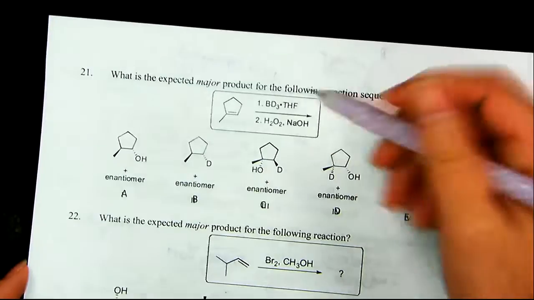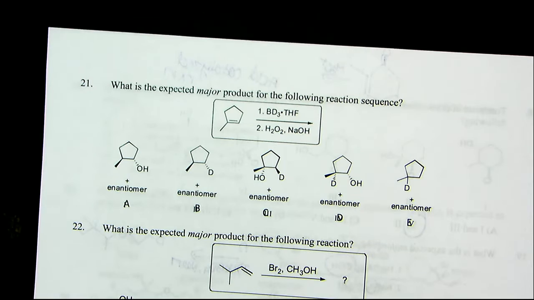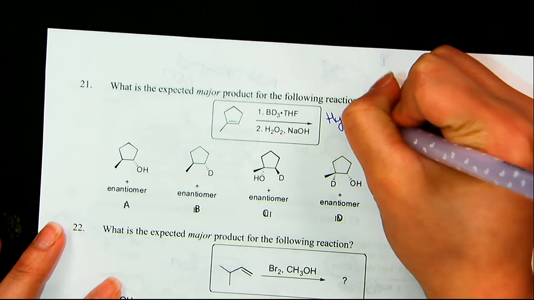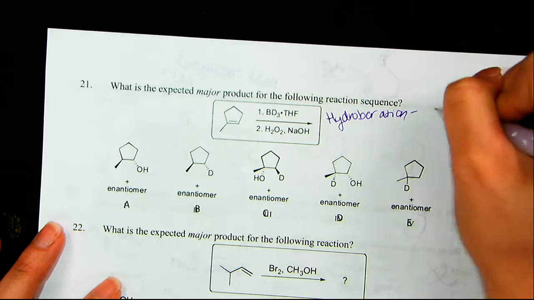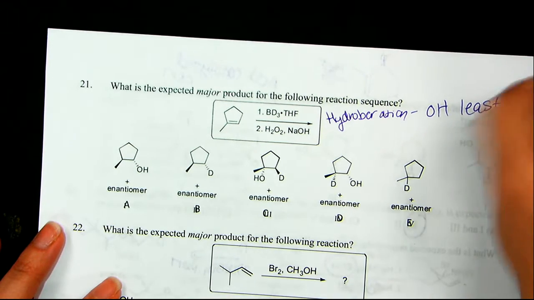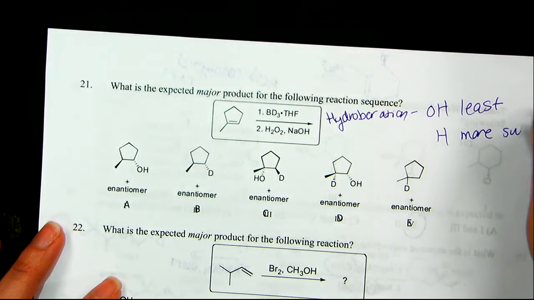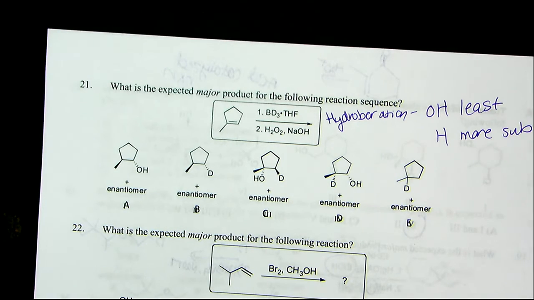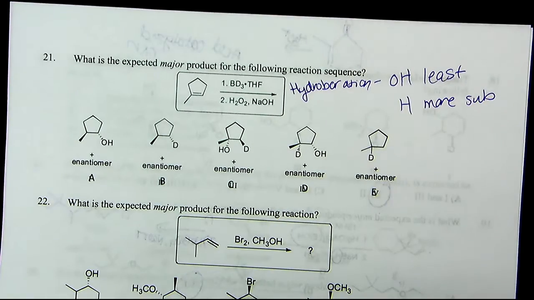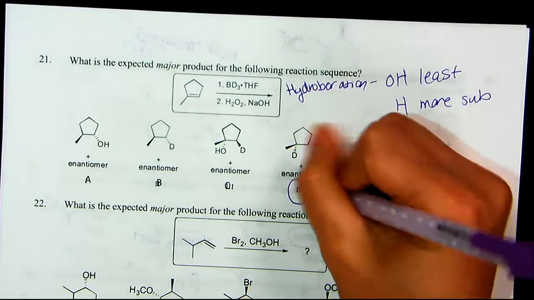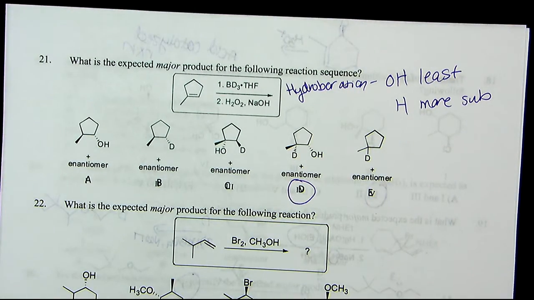Number 21, it kind of shows it too. Again, BH3 usually donates a hydrogen there. In this case, we use BD3. BD3 will donate a D instead of hydrogen. This is technically a hydroboration-oxidation reaction. So you're going to add the OH on the least substituted, but that means your hydrogen goes on the more substituted. So in this case, if our hydrogen ends up being deuterium, deuterium goes on the more substituted side. So this would be D. If you understand the mechanism behind it, it makes sense how these reactions work.